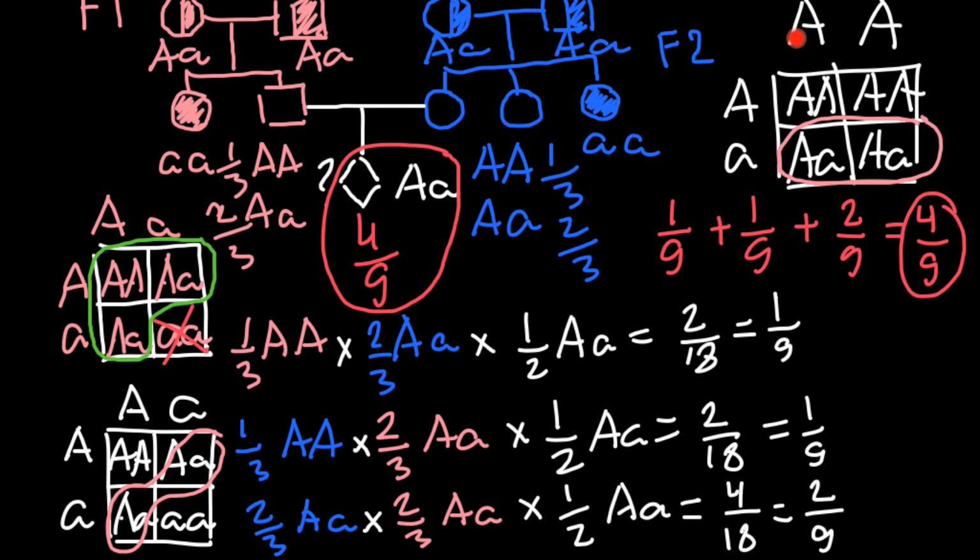And if one parent would be homozygous dominant, another is heterozygous, also the probability for the child to be heterozygous would be 1 out of 2.